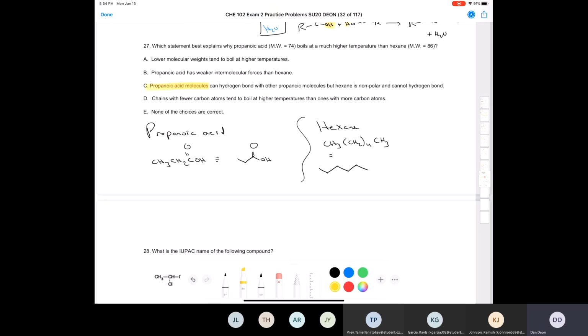It says propanoic acid molecules can hydrogen bond with other propanoic acid molecules, but hexane is nonpolar and cannot hydrogen bond, right? This is related to IMFs, intermolecular forces. Okay, so you have to know your IMFs. Hydrogen bonding is strong. Okay, and what are the forces associated with the intermolecular forces associated with hexane molecules? Could anybody tell me? It's not one of the questions on here.